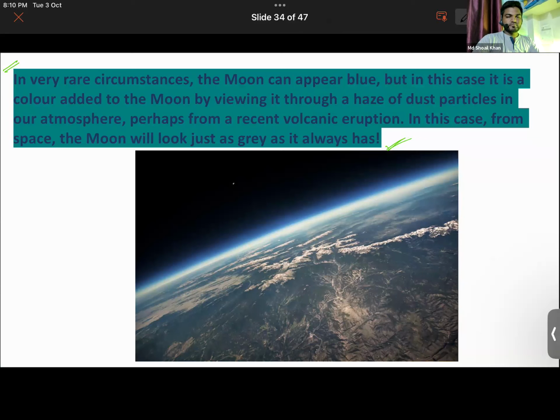So in rare circumstances in astronomy, a blue moon can appear, but this color is added because of the haze of dust particles in the air and in our atmosphere. The example of the cause of this haze of dust can be a volcanic eruption. Right.